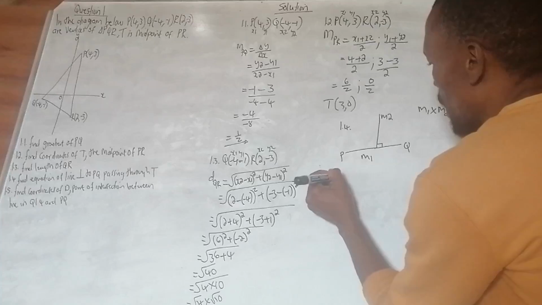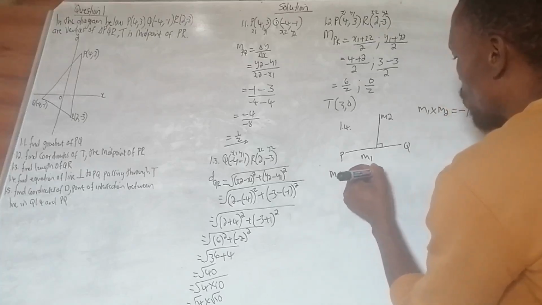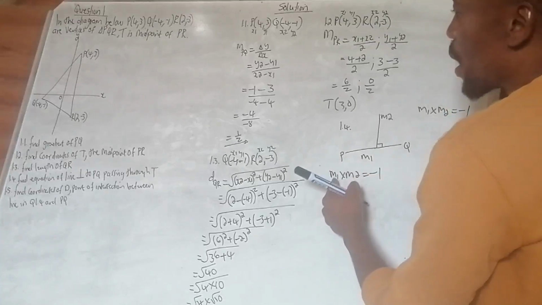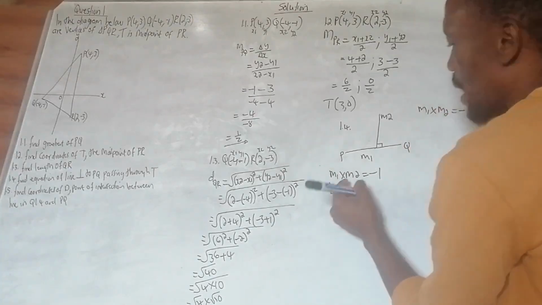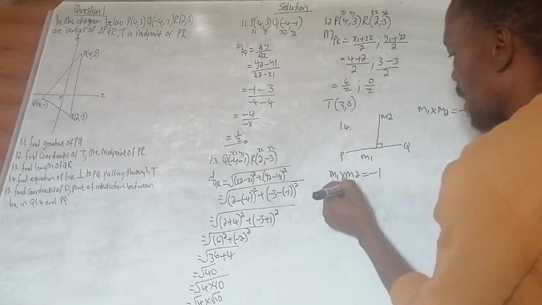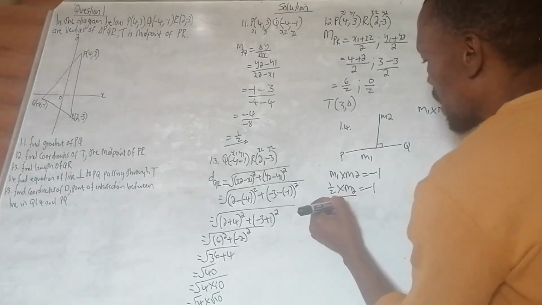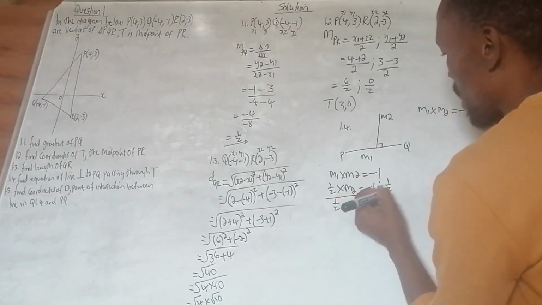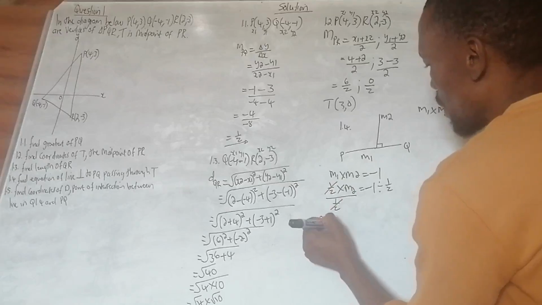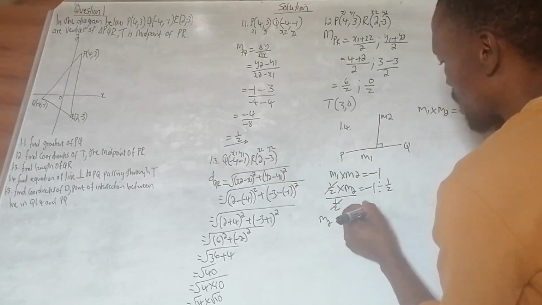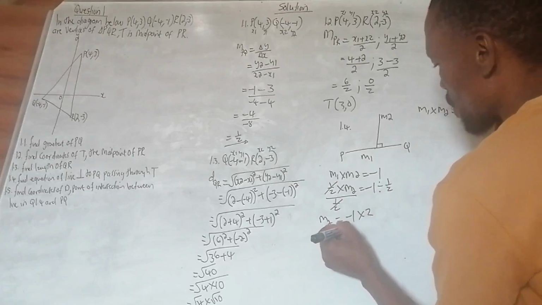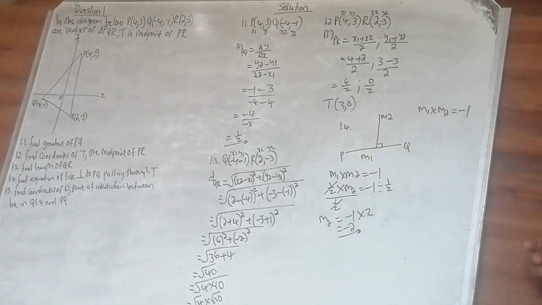So M1 multiplied by M2, we must get -1. M1 is 1/2. M2 equals -1, and I divide by 1/2. M2 equals -1 times 2, which is -2. So the gradient of that line is negative 2.